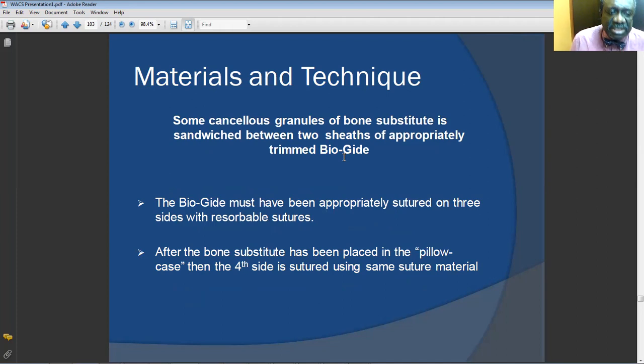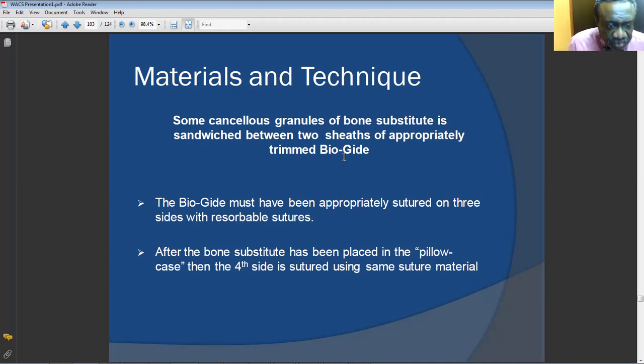So with regards to this procedure, which I eventually called the sandwich bone regeneration technique, some cancellous granules of bone substitute is sandwiched between two sheets of appropriately trimmed bioguide, and you can use any membrane. You don't have to use bioguide. The bioguide must be appropriately sutured on three sides with resorbable suture. You have to use resorbable suture because you are implanting it there and you are not going back for it to take it out.